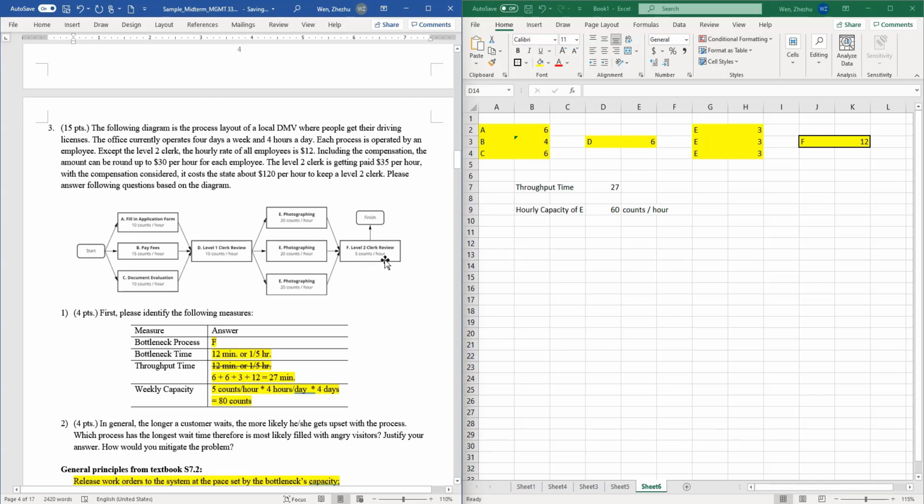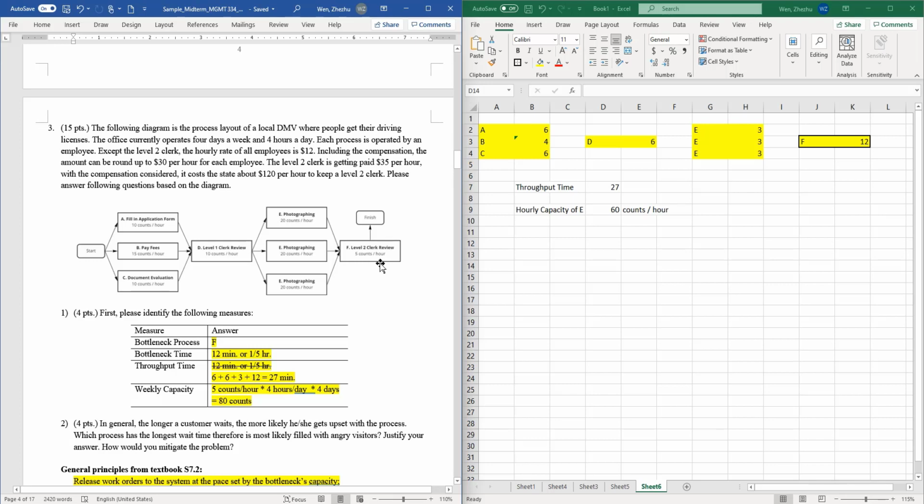If you have done the capacity analysis thoroughly, I believe this conclusion is something very obvious and immediate. So currently the level 2 clerk, the hourly capacity is 5. The next slowest process is actually still 2 times faster than the level 2 clerk. So if you add an additional level 2 clerk so that F becomes a parallel process completed by 2 level 2 clerks, each working at an hourly capacity of 5, that actually doubles your system capacity.